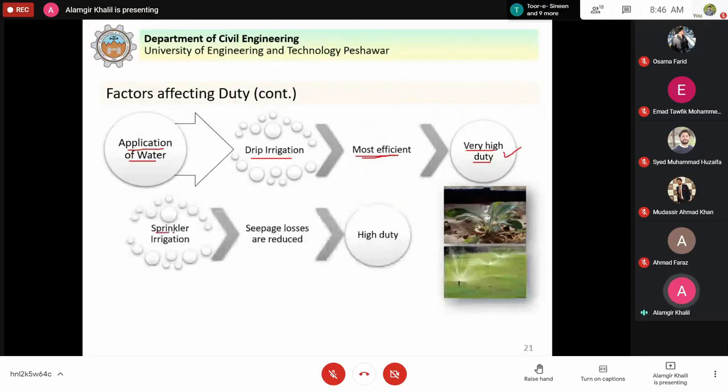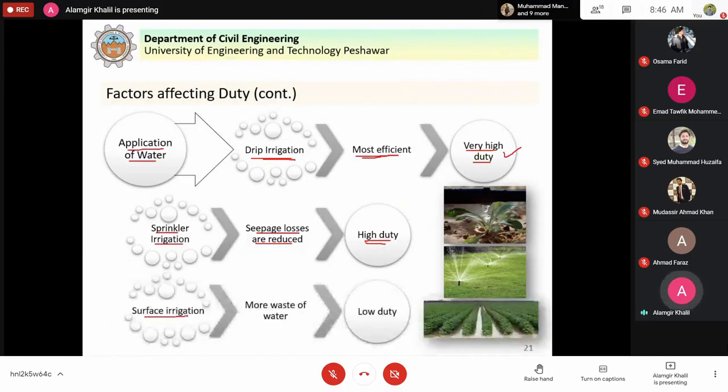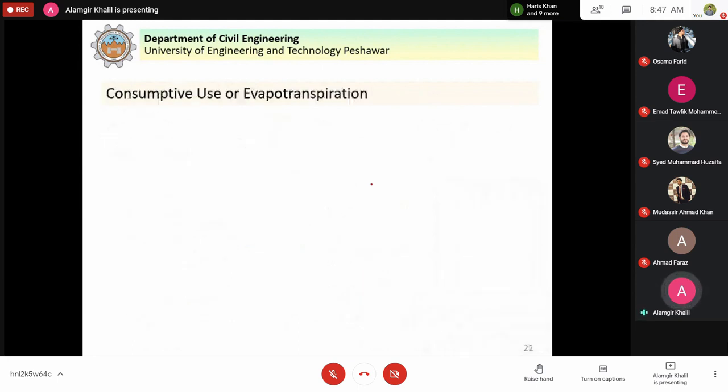For sprinkler irrigation system where we sprinkle the water over the crops, the seepage losses are reduced as compared to the flooding techniques. So this sprinkler irrigation is in the form of artificial rain and it results into high duty. It is less than the drip irrigation system, but still it results into high duty. Now the surface irrigation system, the flooding techniques where we flood the area of the crops with water, results into more waste of water and consequently the duty of water is low. So these are some of the factors which affect the duty of water.